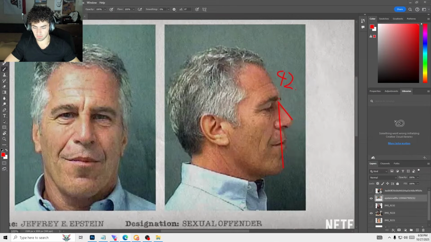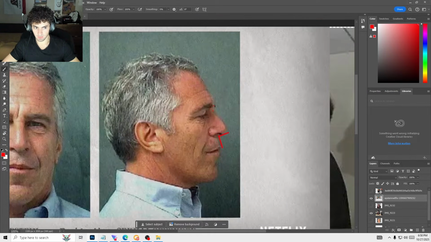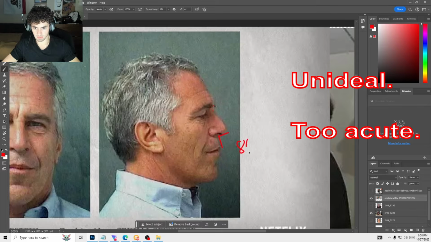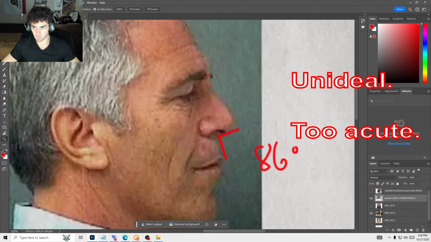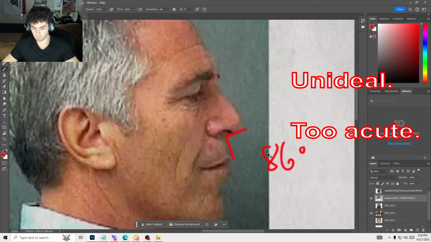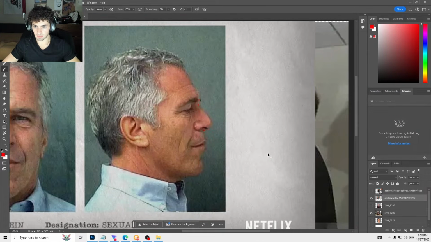Next for his nasolabial angle. His nasolabial angle comes out to 86 degrees, which is actually too acute. You'd kind of want it to be more like this, open up a little bit more. But yeah, 86 degrees, it is too acute. It's a tier 3 flaw. Looks bad, actually. I can kind of tell now that I look at it.